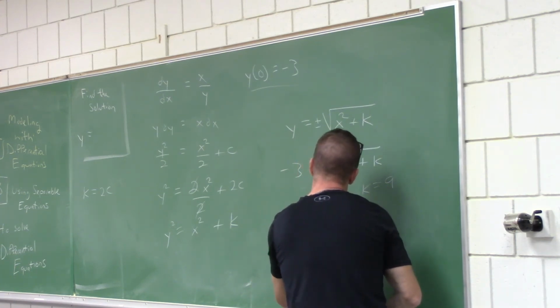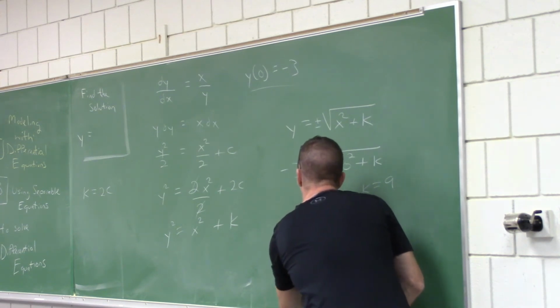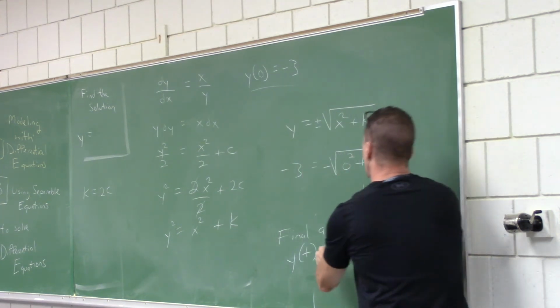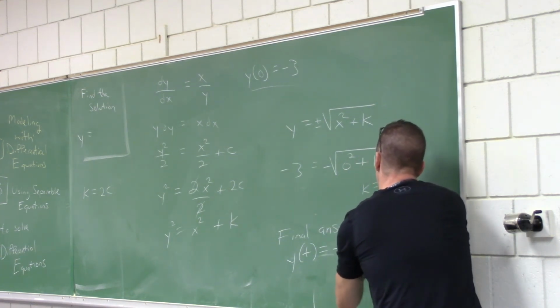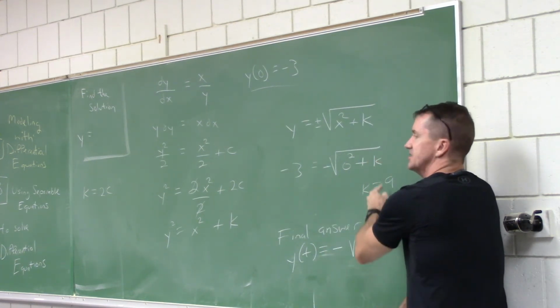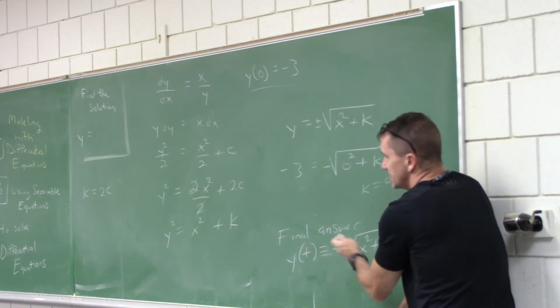Here it is. We're not going to put the plus, we're going to put the minus. y equals negative square root of x squared plus, you can use k or 2 times c, I just used k. What was k? 2c, which is this 9.